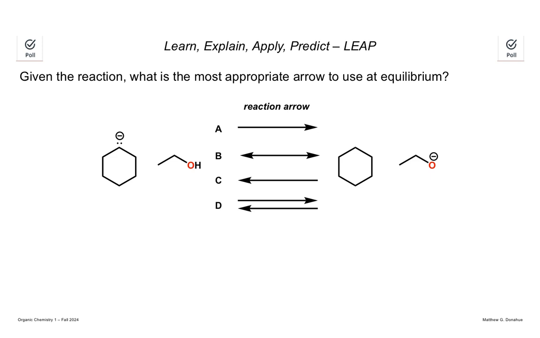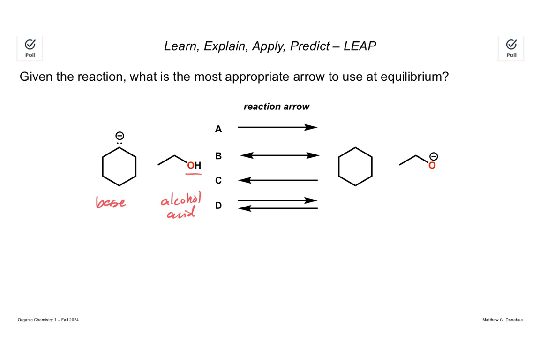So given the reaction, what is the most appropriate arrow to use? The first thing we want to do is identify the acid on both sides. There's a negatively charged carbon. That's going to be a base. We have an alcohol. The OH group is going to be an acid.